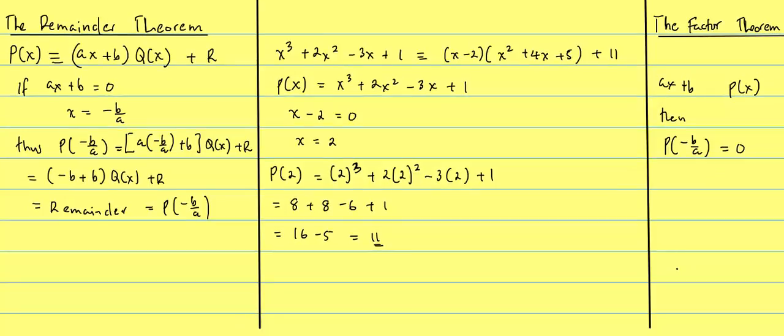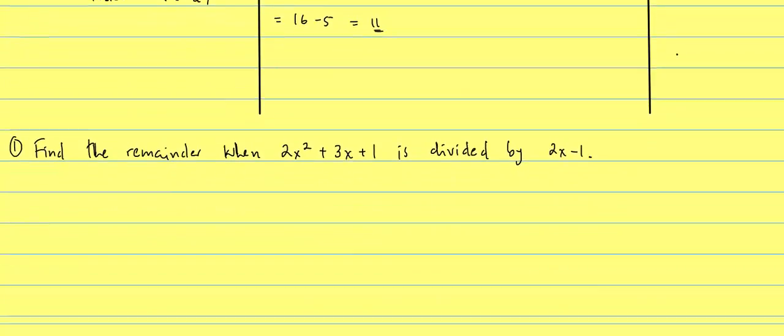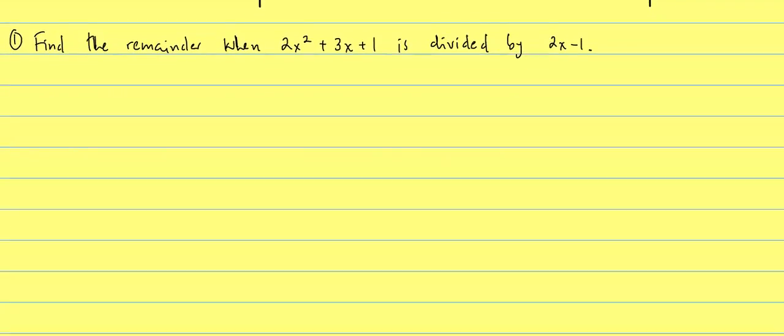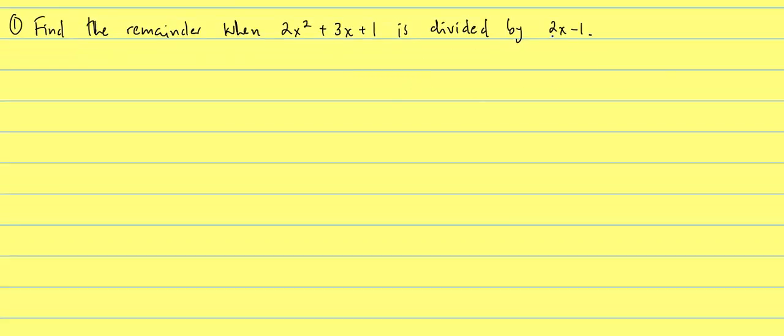I'm now going to take you through 3 questions that will help to reinforce these ideas. The first one requires us to find the remainder when 2x squared plus 3x plus 1 is divided by 2x minus 1. You will notice that I'm not asked for the quotient here, so I'll go ahead and set the divisor to 0. So 2x minus 1 is going to be equal to 0, and solving this will say that x is equal to 1 over 2.